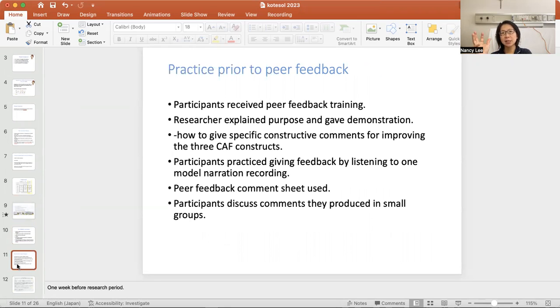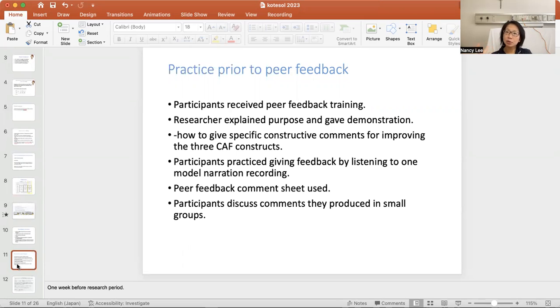The participants did some practice prior to the intervention, because a lot of previous studies have pointed out that students do not have enough experience and knowledge of conducting peer feedback. So in the training week, I explained the purpose and gave some demonstrations, and we practiced giving feedback by listening to one model narration recording.